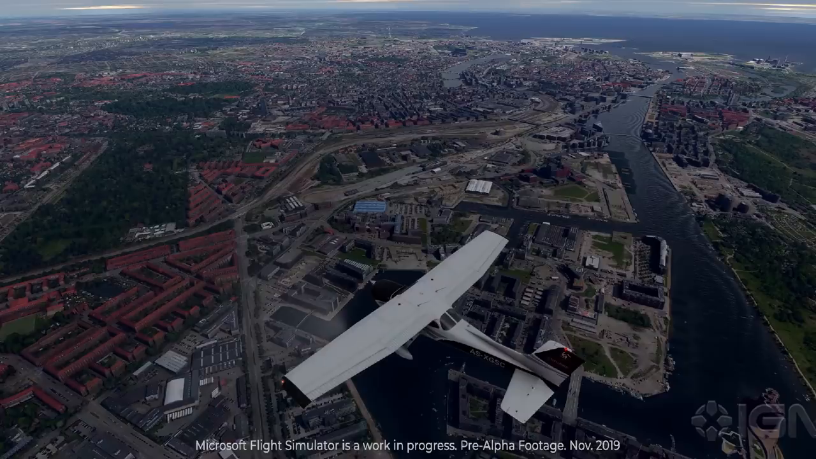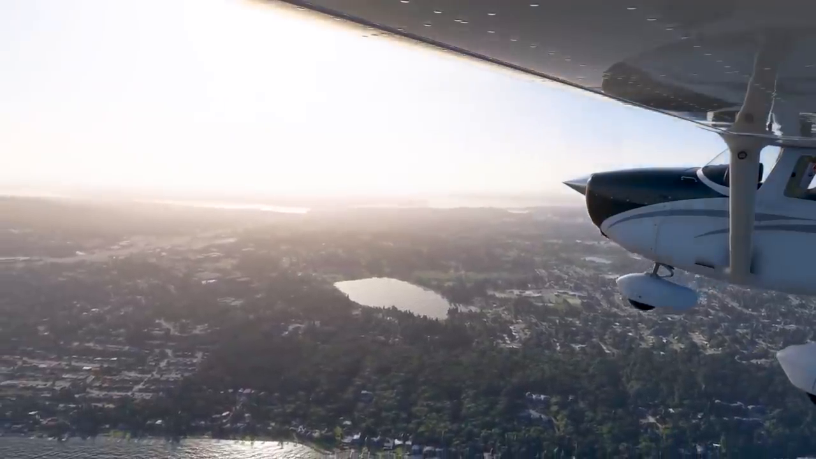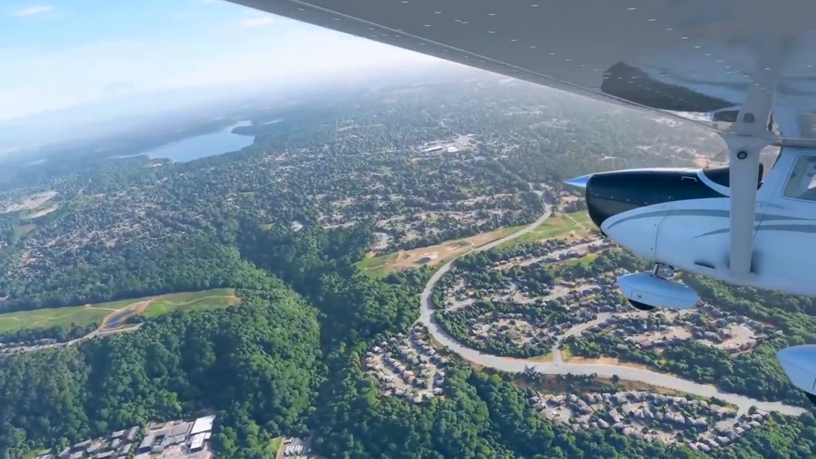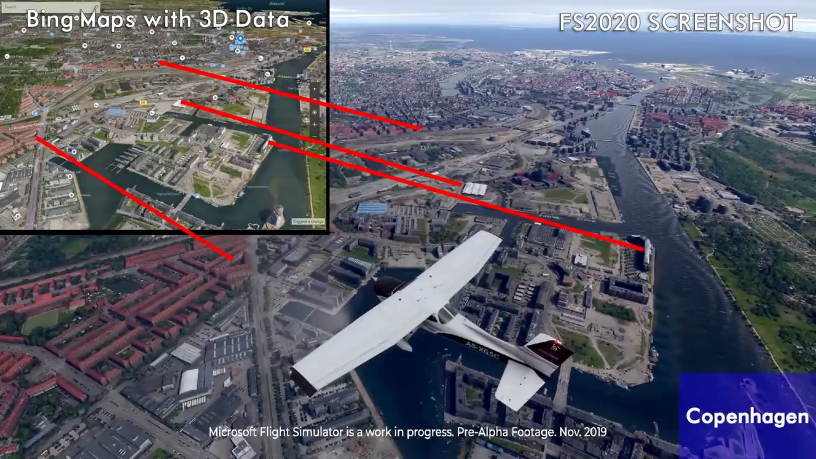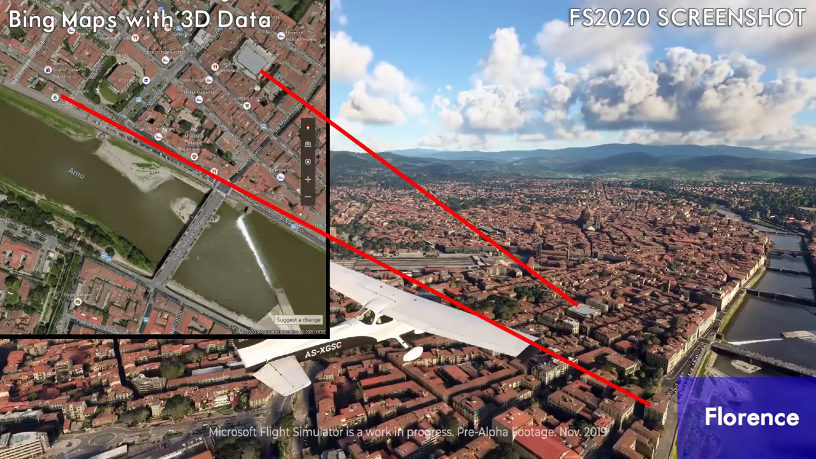Now, to get an idea as to whether everyone's house is going to appear in Flight Simulator 2020, I took some time to compare Bing Maps to the official screenshots. In the cases of cities and towns where 3D data is available, as best as I can tell at least, every house on the satellite imagery is also represented accurately in Flight Simulator. The same is true for many other locations. Here, for example, is Florence.